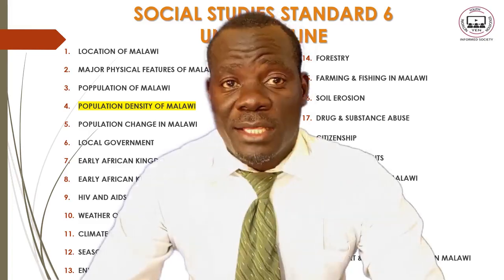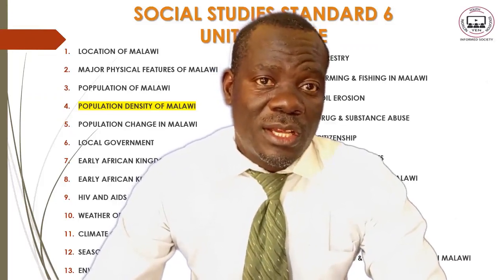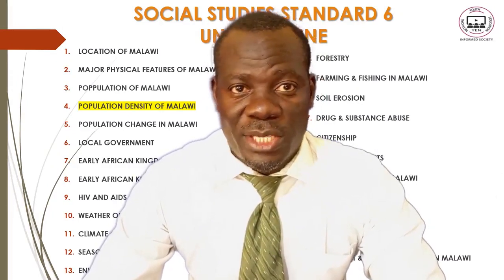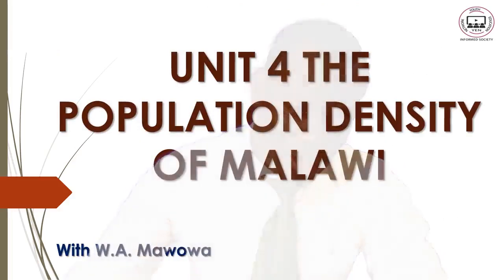So these are the units that you are supposed to focus on before you go to the next class. As I said, today we are on Unit 4, where we are going to look at the population density of Malawi.